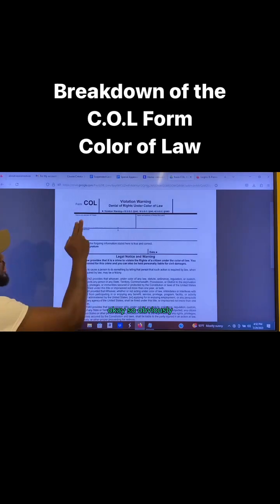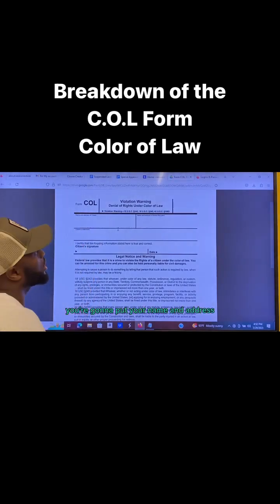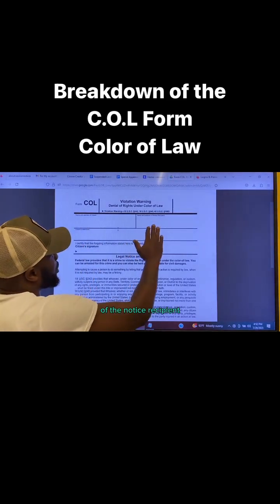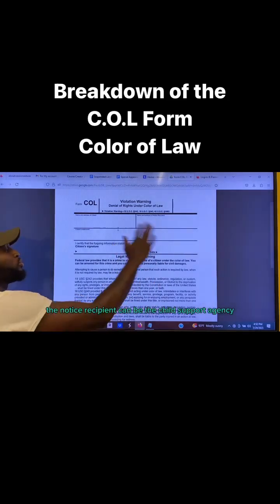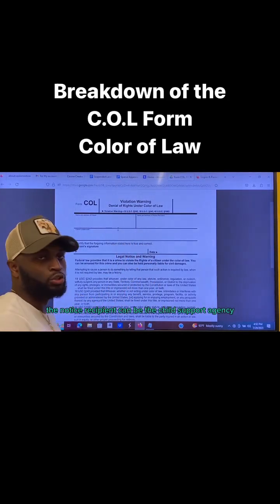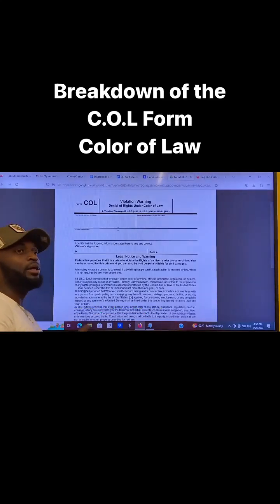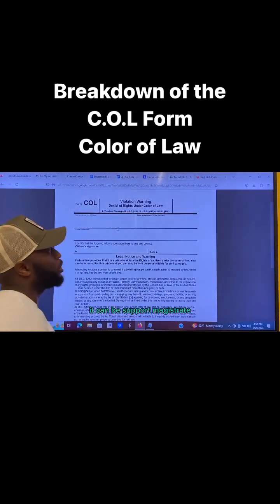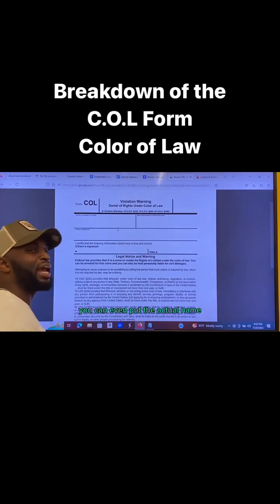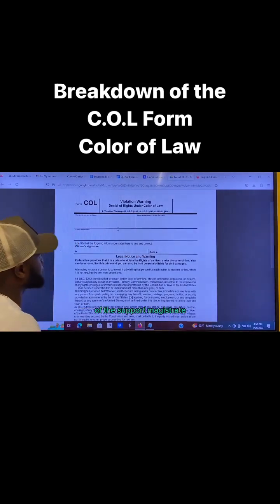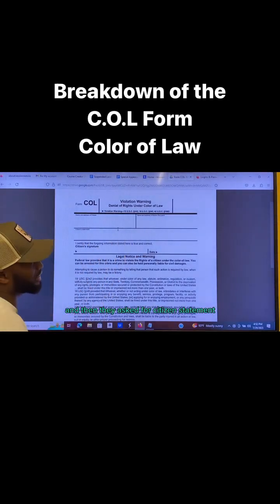Okay, so obviously you're going to put your name and address. You're going to put the name and address of the notice recipient. The notice recipient can be the child support agency. It can be the support magistrate. You can even put the actual name of the support magistrate. And then they ask for a citizen statement.